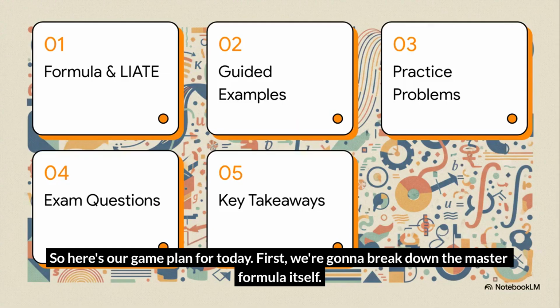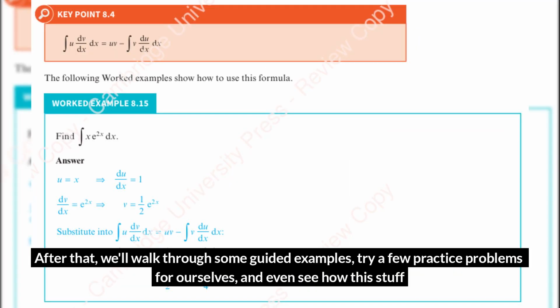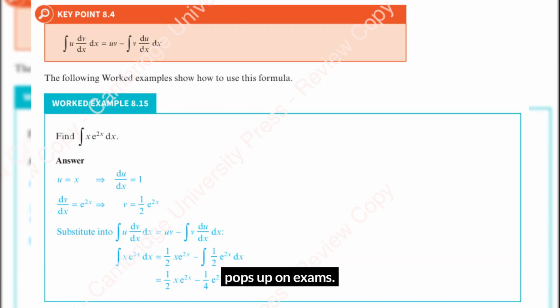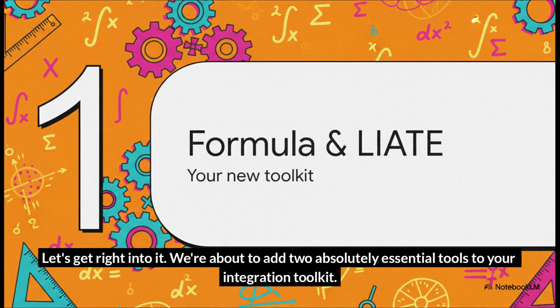Okay, so here's our game plan for today. First, we're going to break down the master formula itself. Then I'll let you in on the secret weapon for using it, this thing called the LIATE strategy. After that, we'll walk through some guided examples, try a few practice problems for ourselves, and even see how this stuff pops up on exams. And of course, we'll wrap it all up with the key takeaways you've got to know. All right, let's get right into it.